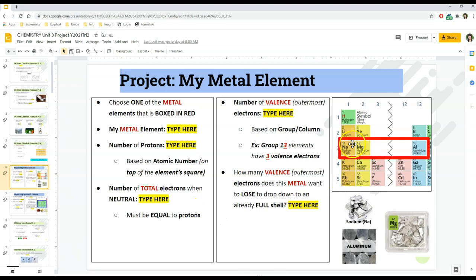Taking a look here, you're only allowed to choose these 3 elements: sodium, magnesium, or aluminum. They're boxed in red. So you need to go ahead and type right here which one you chose.